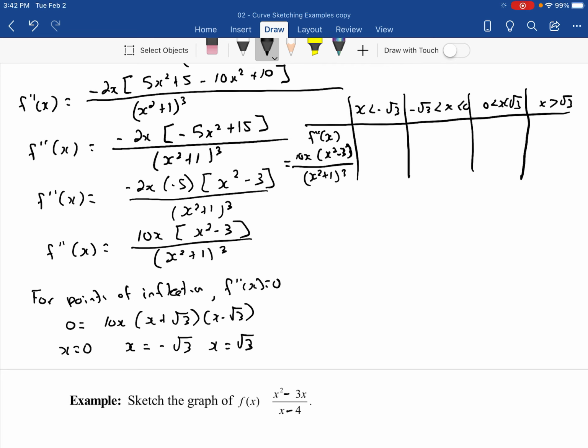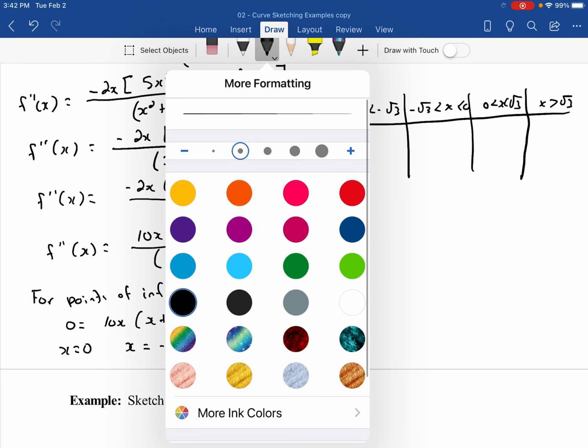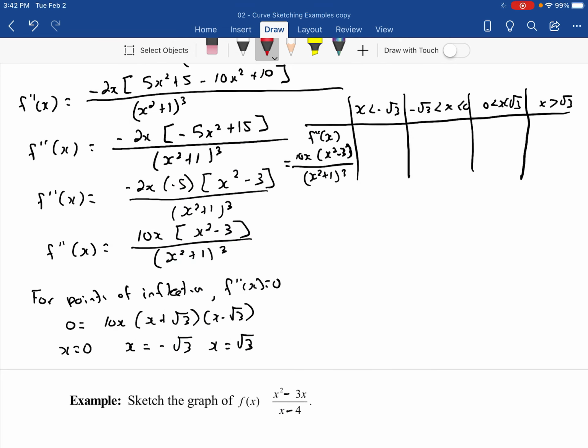So test values, well, some interesting choices here. -√3 is like -1.7. So that's always going to be like a 1.7 in there. I'm going to need that information to be thinking out these test values. So less than -1.7, I'm going to use -5. Between -1.7 and 0, I'm going to use -1. Between 0 and 1.7, I'm going to use a 1. And greater than 1.7, I'll use a 5.